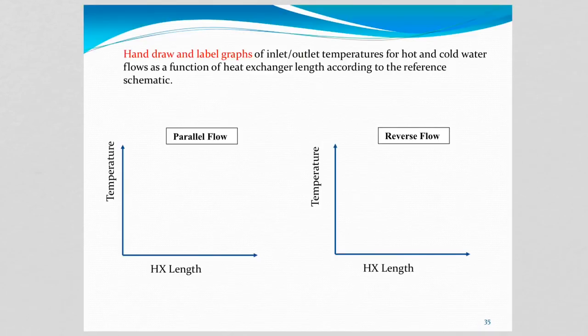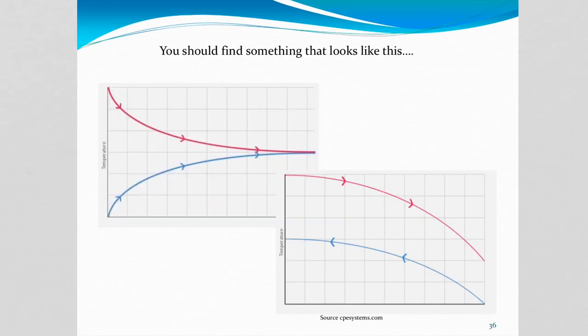And as your handout is indicating, you have to hand draw or label a graph, or it would be on your spreadsheet likely if you use Excel. So here you've got the lengths. Remember, the length of the heat exchanger is two lengths. We have two legs. So the length is for the two legs. Temperature, and same for the reverse flow. And you should find something that looks like this, just to give you a hint. If you don't find something that looks like that, something's wrong.